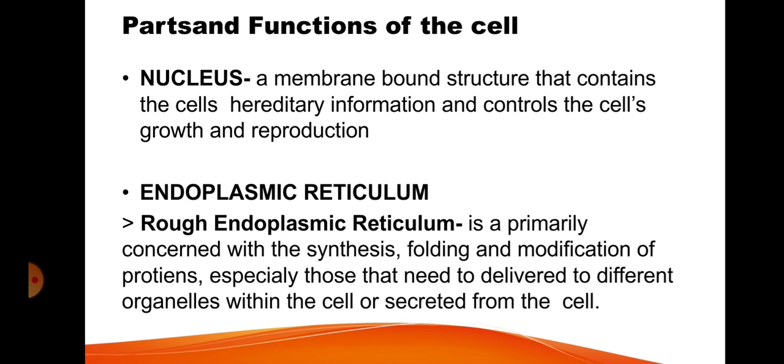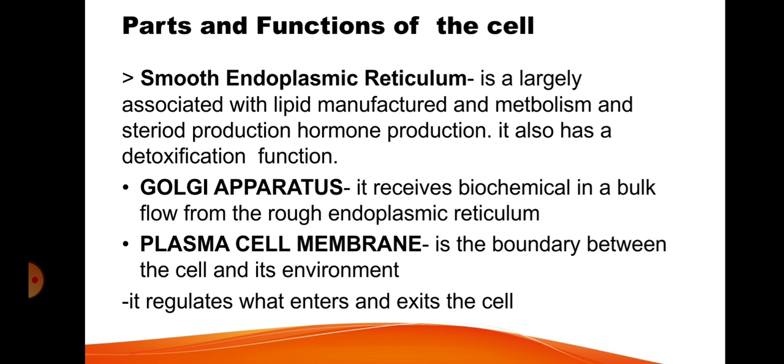Second, the endoplasmic reticulum. Rough endoplasmic reticulum is primarily concerned with the synthesis, folding, and modification of proteins, especially those that need to be delivered to different organelles within the cell or are secreted from the cell. Next, smooth endoplasmic reticulum is largely associated with lipid manufacture and metabolism and steroid and hormone production. It also has a detoxification function.